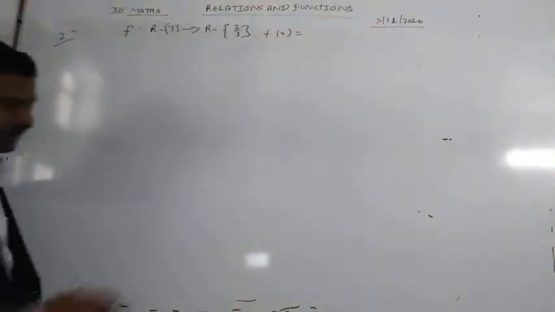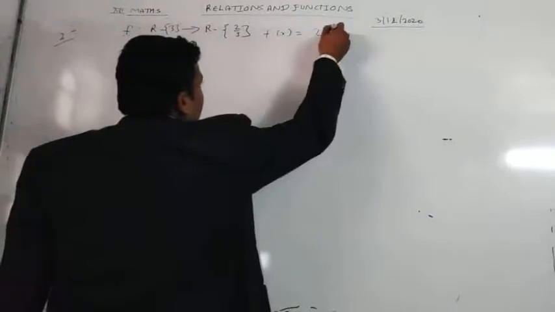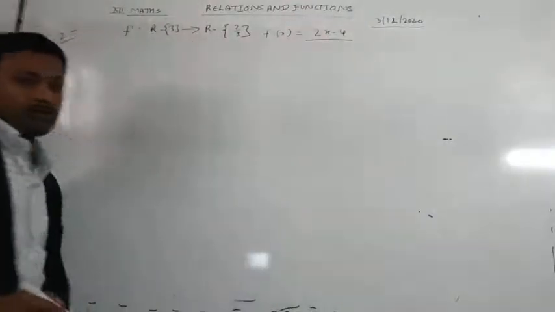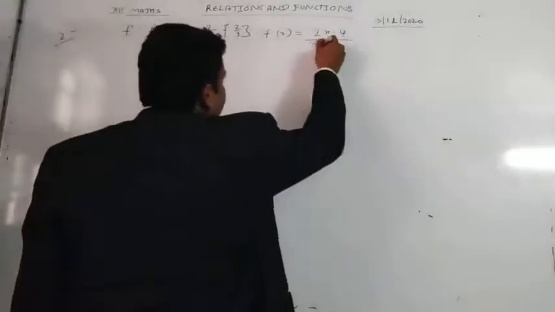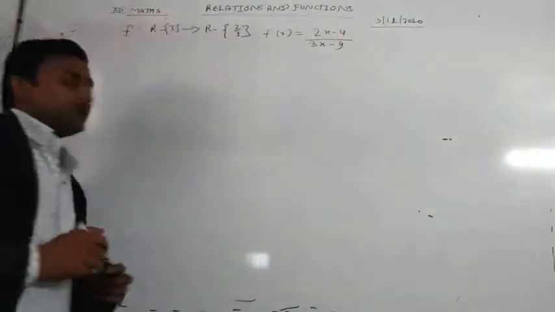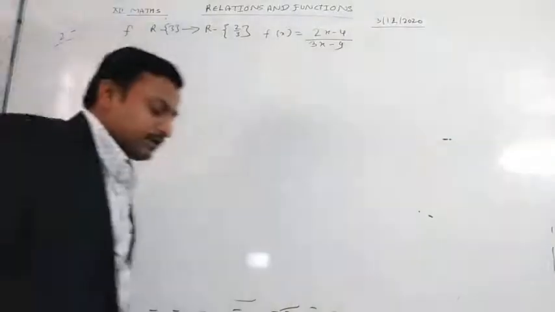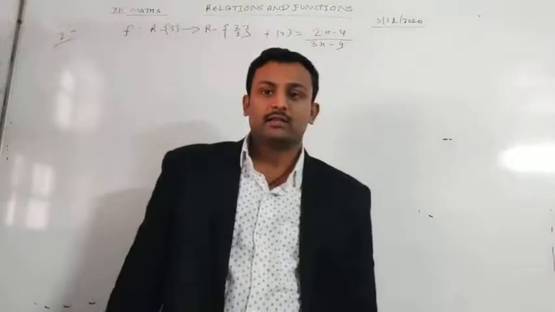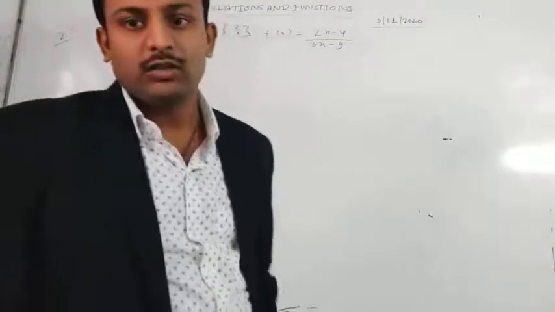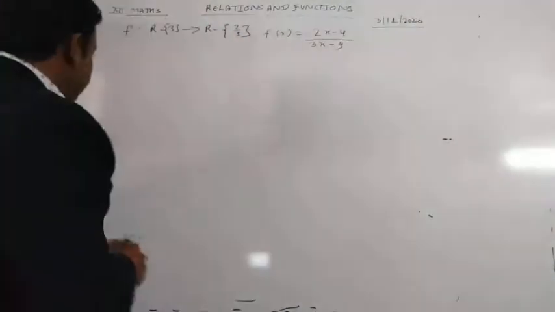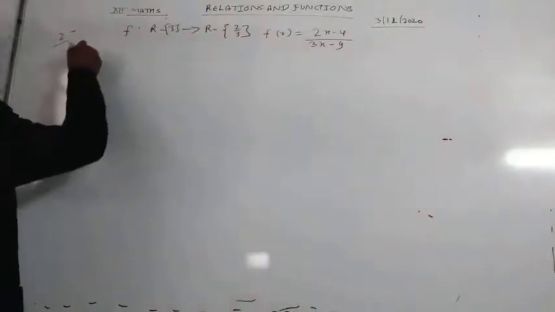And f(x) is defined by (2x minus 4) by (3x minus 9). Then we have to show that the function is bijective, and for proving bijective we will prove that the function is one-one and onto. So let's first check the one-one.